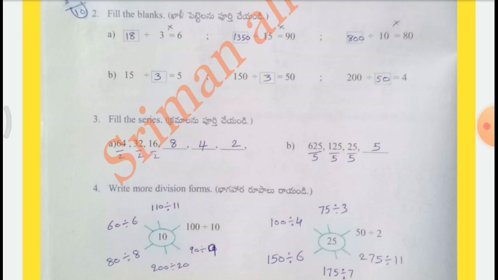64, 32, 16. Half, half, half. By dividing each number by 2, we get 64, 32, 16, 8, 4, 2.